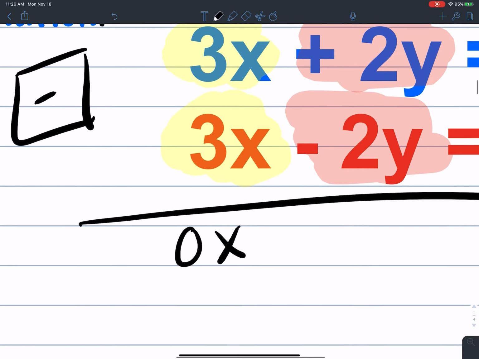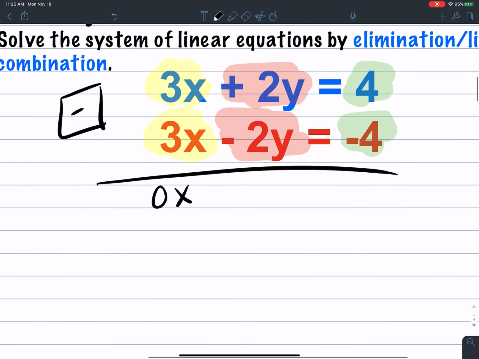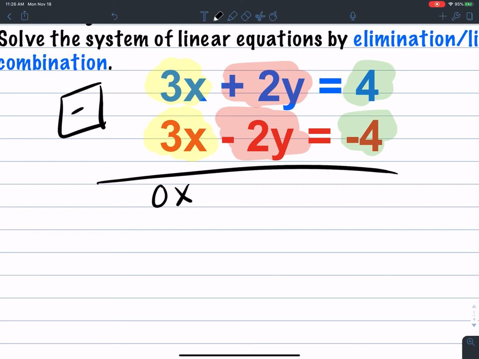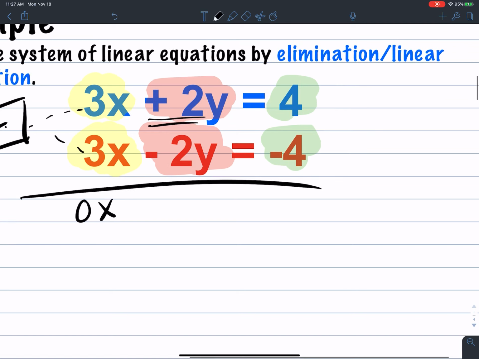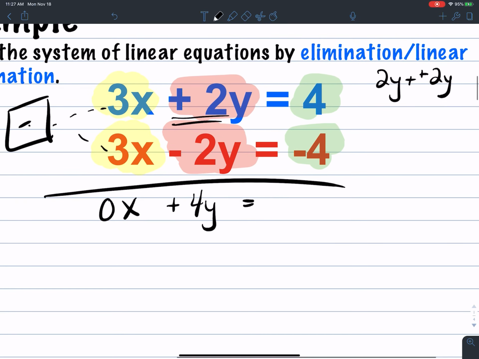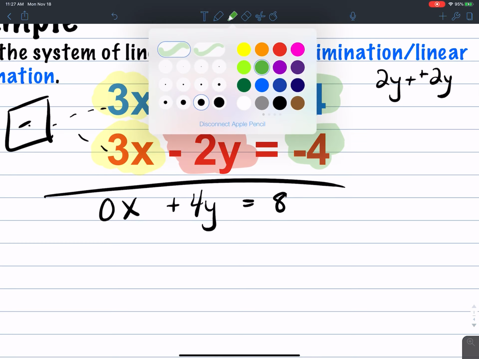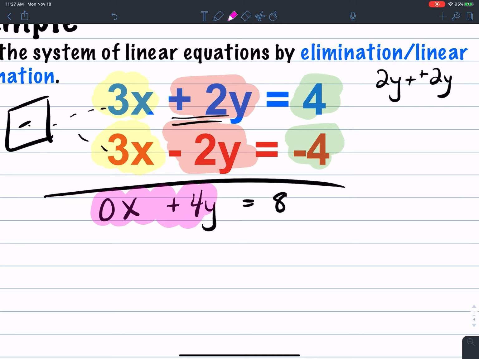Well, I'd subtract them. So if I'm going to subtract the x's, I will do that with all of the terms. So 3x minus 3x was 0x, 2y minus negative 2y, and just recall, we might need to do a little change. Minus a negative is just like adding a positive. So that's 4y. And then 4 minus negative 4 is 8. So by combining these two equations, we've created a new equation that only has one variable in it, right? I don't need to write 0 x's. I can just say this is 4y equal to 8.